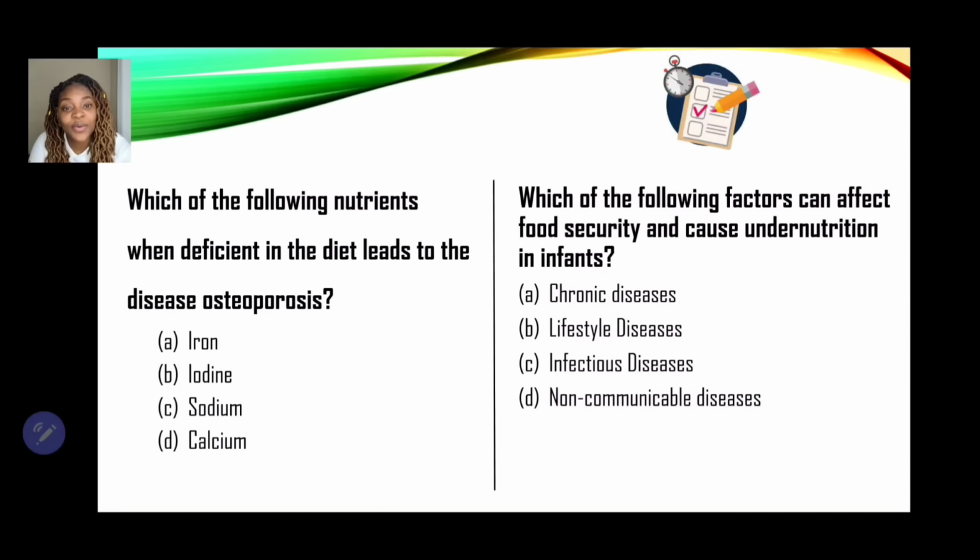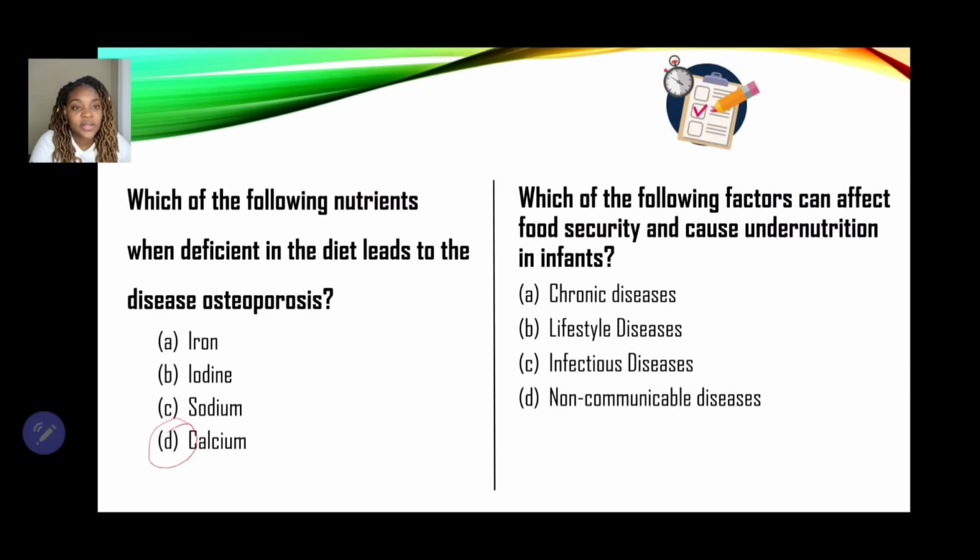Now, if your answer was calcium, you're indeed correct, right? So iron, when we have an inadequate amount of it, is associated with anemia. An inadequate amount of iodine is associated with goiter. And when a person has too much sodium in their diet, not deficient this time, but having too much, it is linked to hypertension. So the correct option there is D for calcium.